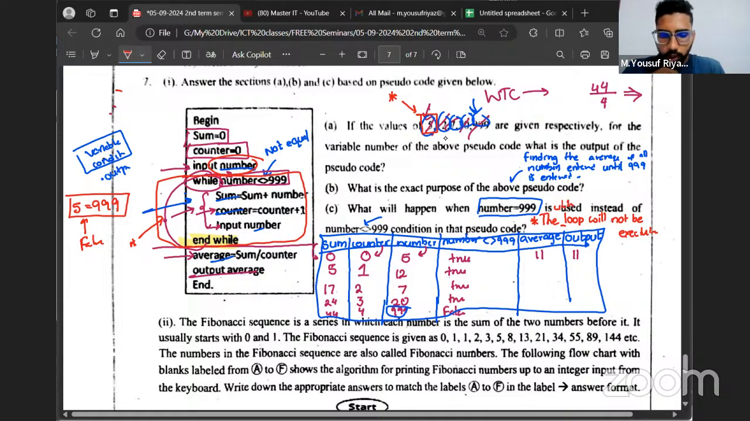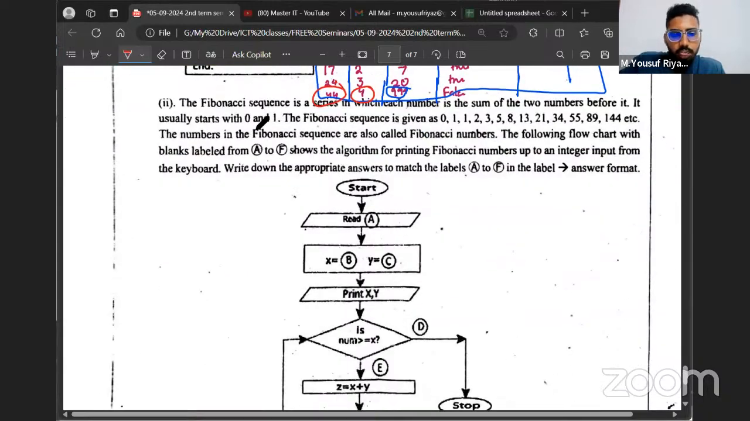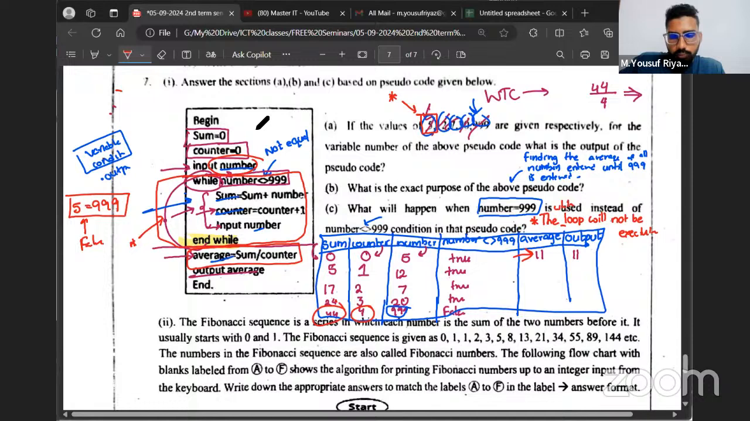How did you get 11? 44 divided by 4. They have mentioned here average is equal to sum divided by counter. Sum was 44, counter was 4. So 44 divided by 4 is 11. Next. Anyone having any other questions here? Yeah, sir. WhatsApp me as now later.